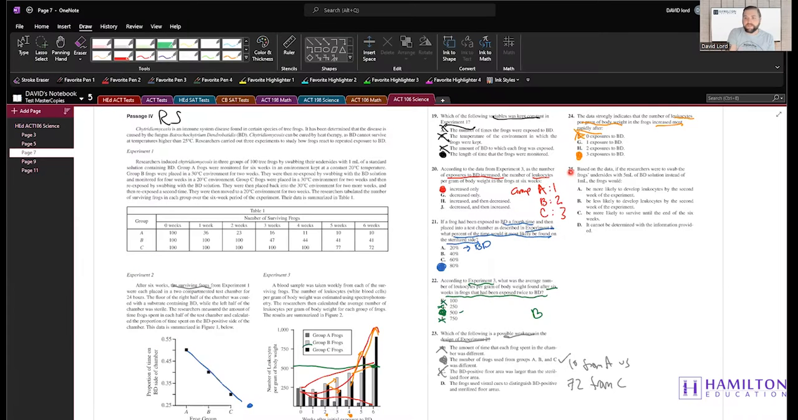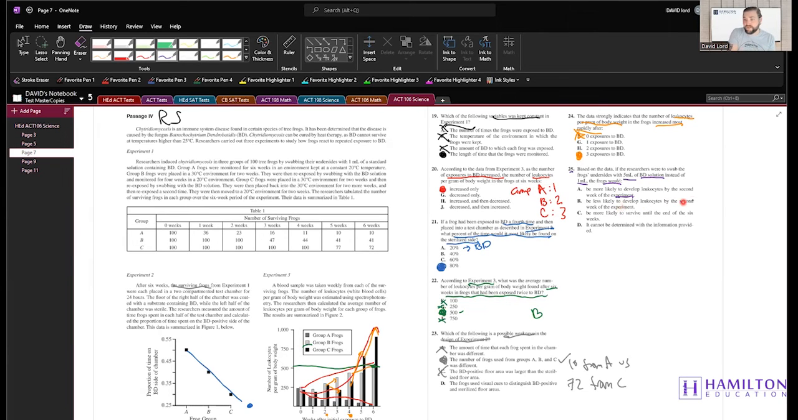Question number 25. Based on the data, if researchers swabbed the frog's underside with 5 mL of BD solution instead of 1 mL, the frogs would most likely do what? Okay, so we're doing a greater amount of BD initially. Let's see what answers might make sense. Be more likely to develop leukocytes by the second week of the experiment. That's possible because it did seem like the more times they're exposed, the greater the number of leukocytes. But we also saw that in some cases it causes a decrease in leukocytes. So it's not super clear that having more in the beginning might cause an increase.